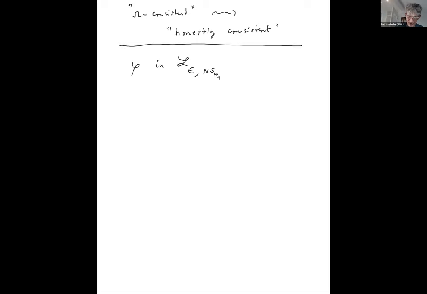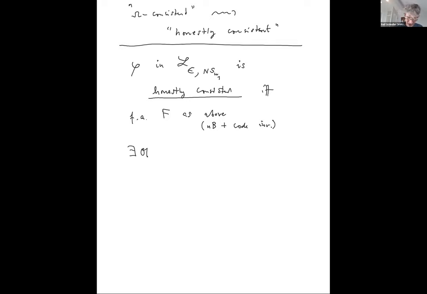So we say that such a statement phi is honestly consistent if for all F as above, so universally Baire and code invariant, there is a model A. Now this is a transitive model, but A no longer needs to exist in V. It is allowed to exist in a generic extension of V. But as we discussed, it makes sense to say that it's closed under F.